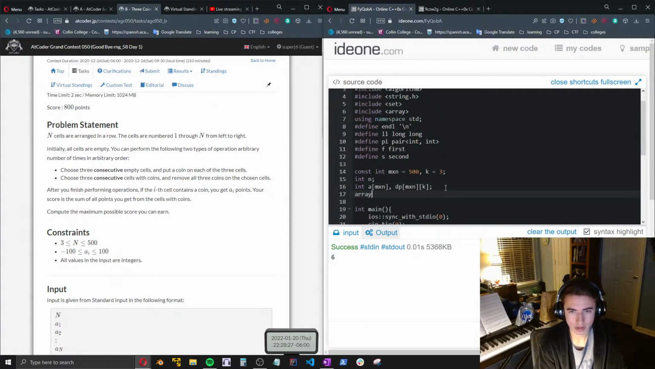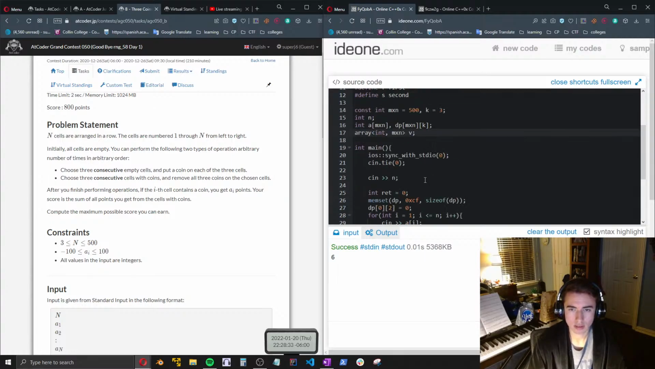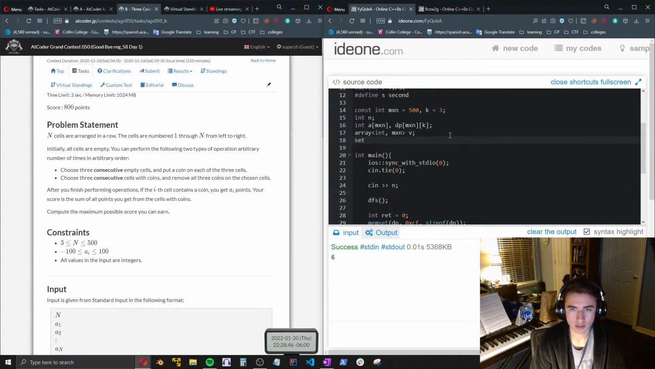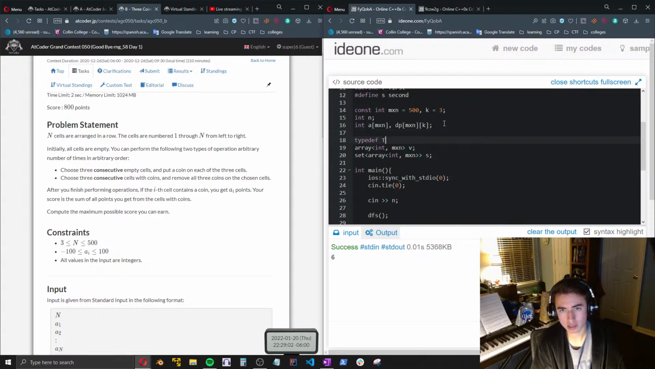Let's do gray. Get some. Get this. Yes. Let's see. So I'm just trying to brute force some of the different states possible to get an idea of what I'm doing.